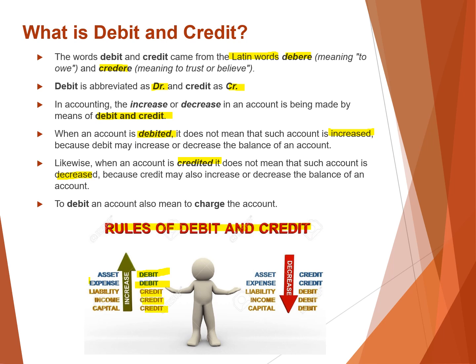Okay? Now, kabaliktaran lang pag nag-decrease. So, when asset and expense are decreased, credit sila. And when liability, income, and capital are decreased, pare-pareho din silang debit. So, madali lang tandaan. Asset and expense, pareho sila. Increase in debit, decreased in credit. Liability, income, and capital, increased in credit, decreased in debit.